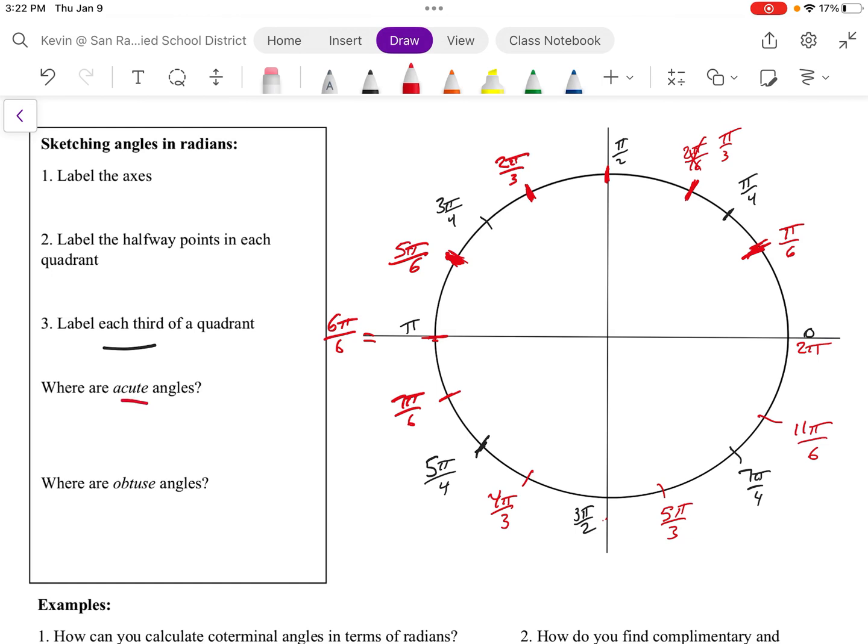All right, it says where are the angles acute? Angles are acute when theta is greater than 0 and less than pi over 2. Okay, which would be the same as 90 degrees. Where are they obtuse? Well, when the angles are greater than pi over 2 and less than pi. So normally we deal with 0 to 90 and 90 to 180, but since we're in radians, everything is in radians.